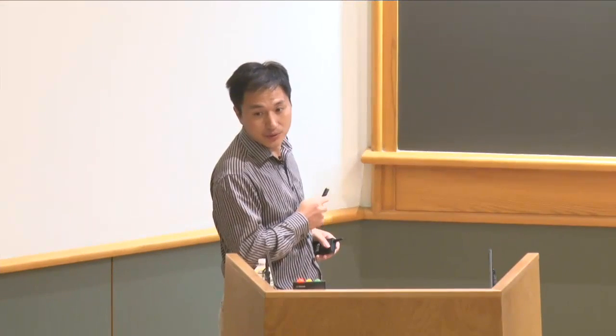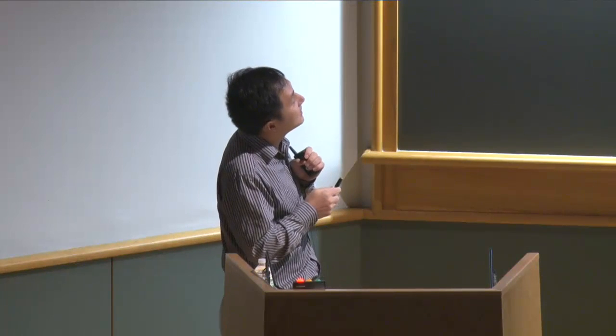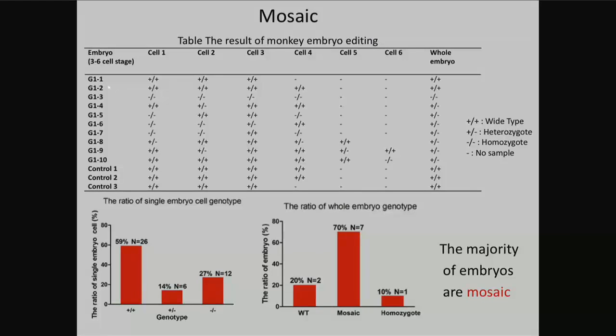So does that table mean that you're injecting 10 different guide RNAs into one cell? No, it's 10 embryos. Every embryo develops to a multiple-cell stage. For example, this one is at the 3-cell stage, and we take every single cell and analyze it.